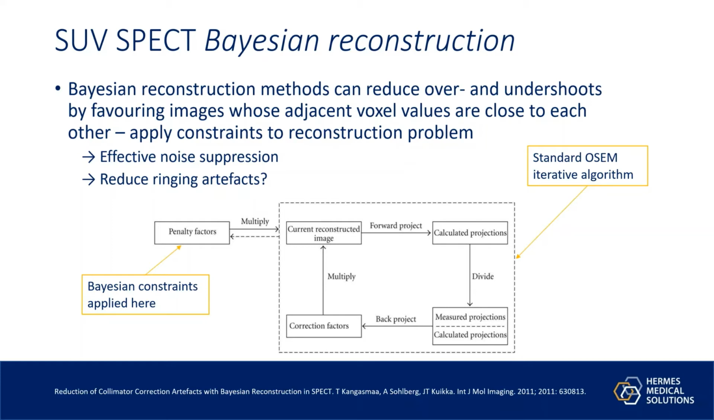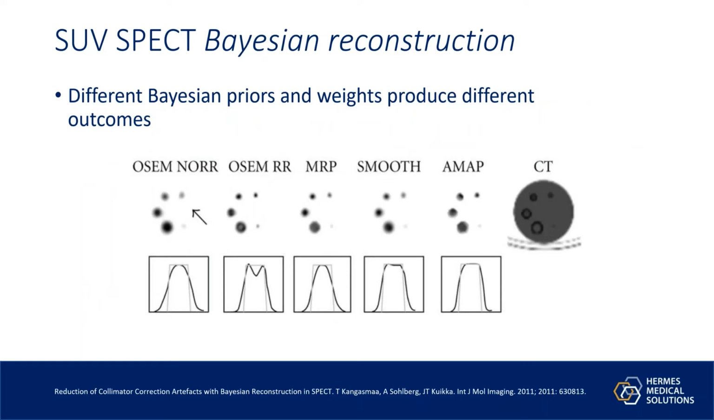This image here is just showing how these penalty factors are included in the iterative loop in our software. We've got the standard OSEM iterative algorithm in the dashed box, and then the Bayesian penalty factors are applied to the current image estimate. But then the question is, which Bayesian priors and weights do you use, and how strongly? Basically, how strong should this multiplication be in the image? So we can have a little look here at some options.